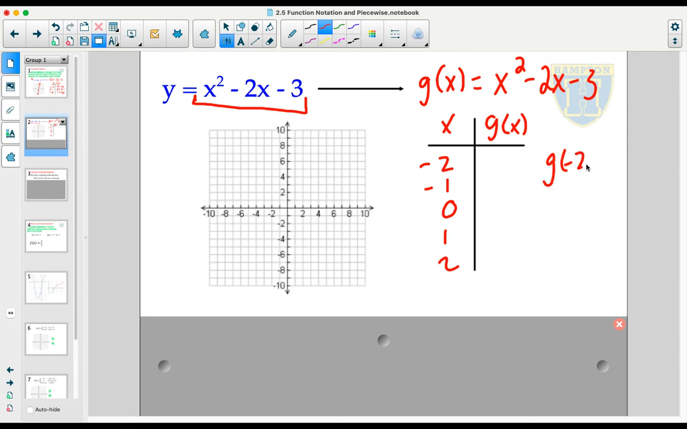So we're going to evaluate g of -2, g of -1, g of 0, g of 1, and g of 2. Remember what this is saying. Here's the name of the function. Here's the number that I'm going to input. So let's get the easy one out of the way first. 0, -3. I know that point needs to be there.